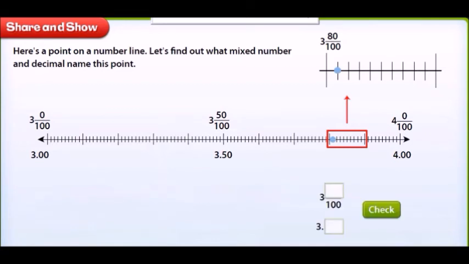So, what mixed number and decimal name the point? The point is one tick mark past 3 and 80/100. So the answer is 3 and 81/100, or 3.81. Now I'll let you enjoy this short video about tenths and hundredths.